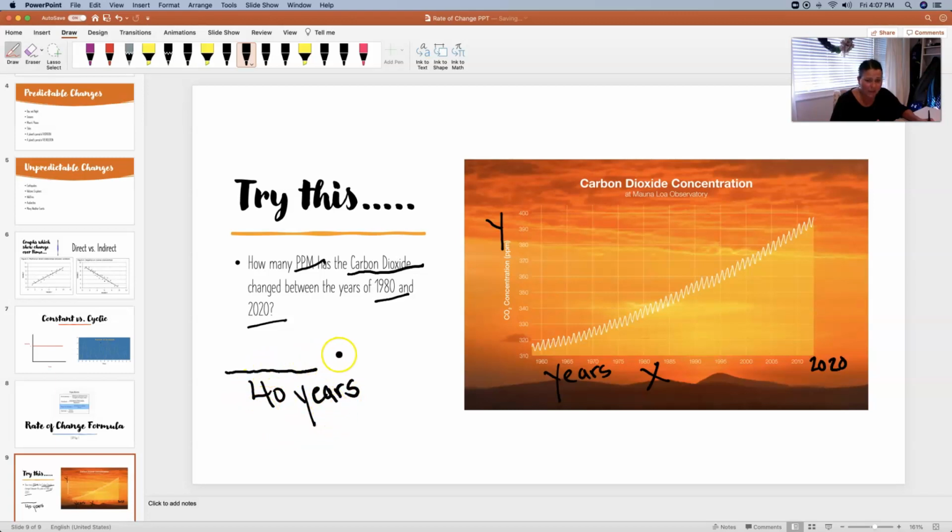And then the top of my division problem is I have to find the difference in the parts per million of carbon dioxide for the starting and ending years. My first year was 1980. My end year is going to be 2020. So I'm going to go up, I'm going to stop when I get to my graph. If I go out to the left here, I got 340 parts per million.